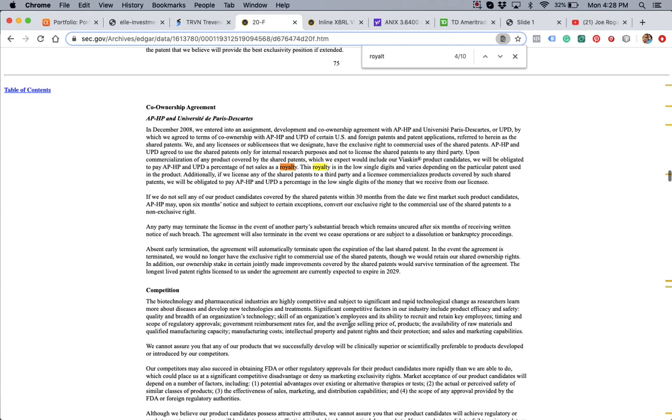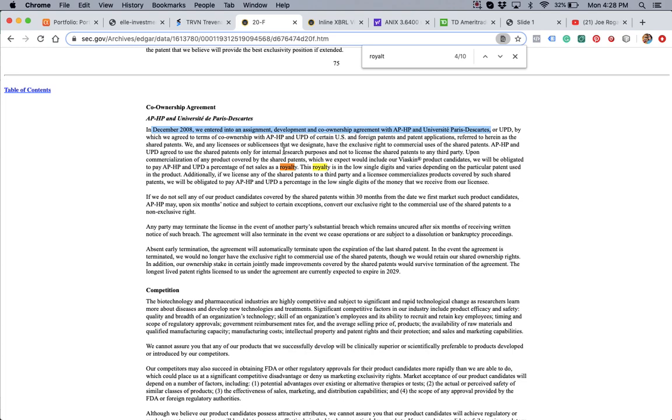So on page 76, we see a co-ownership agreement. And what this agreement tells you is that in December of 2008, they actually licensed this peanut allergy drug from these two institutions in France. And so when that happens, either they paid an upfront payment. In this case, it looks like they didn't. They sometimes agree to pay potential milestone payments based on regulatory or commercial milestones.